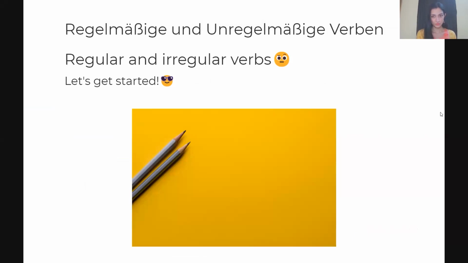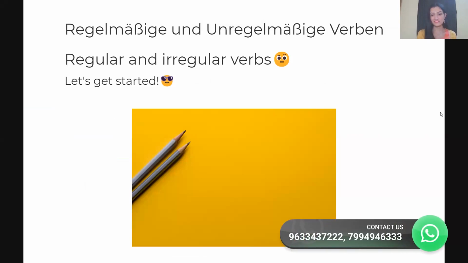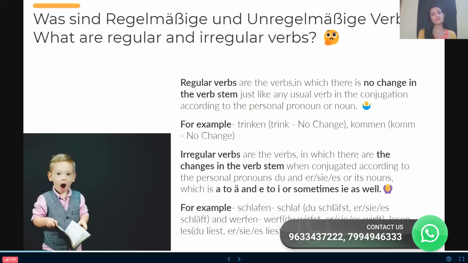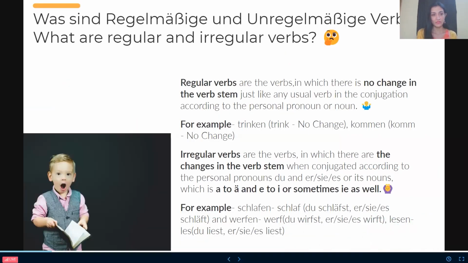Regelmäßige und unregelmäßige Verben. So now let's get started. What do I mean to say by that? So people, was sind regelmäßige und unregelmäßige Verben? What are regular and irregular verbs?